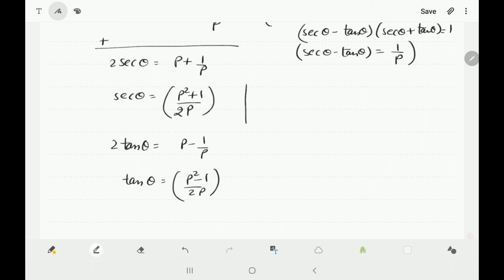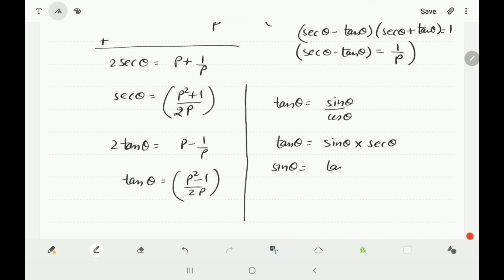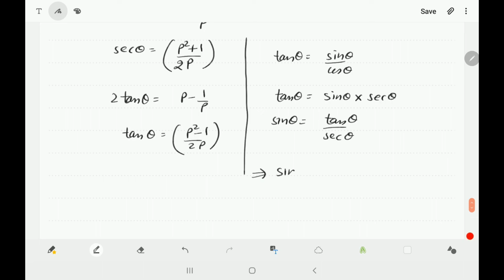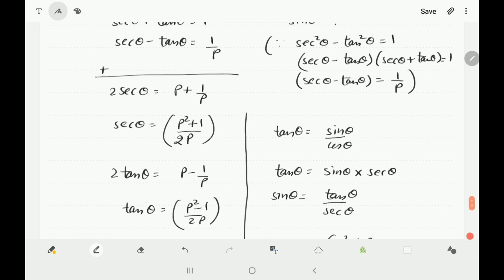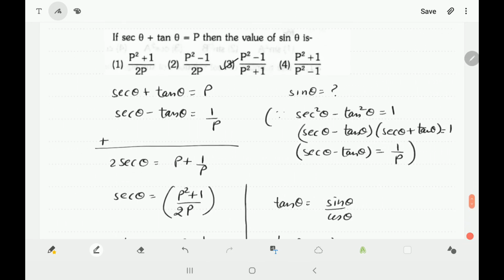Okay, now for sine theta, what you can do is tan theta can be written as sine theta by cos theta. Okay, so tan theta can be written as sine theta into secant theta. So sine theta will be equal to tan theta divided by secant theta. So we will have the value of sine theta as tan theta divided by secant theta, which will give us p square minus 1 upon p square plus 1. So let's see which option it is. It is option C. Okay, so we have the option C is the answer of this problem.